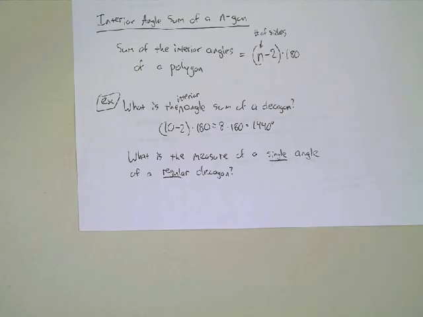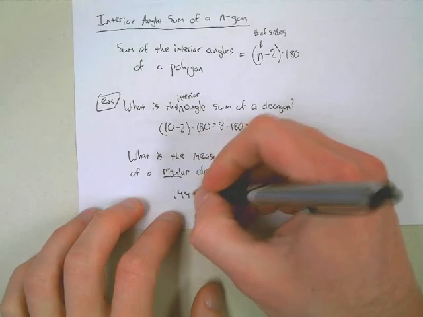If there's 10 of them, and since the shape's regular, what do we know about all the angles? Equal, the same, right? And so if they all add up to this, and they're all going to be equal, divide it by 10, and then you know what the interior angle has to be, a single one. So yeah, it'd be 1,440 divided by 10. 144 degrees.